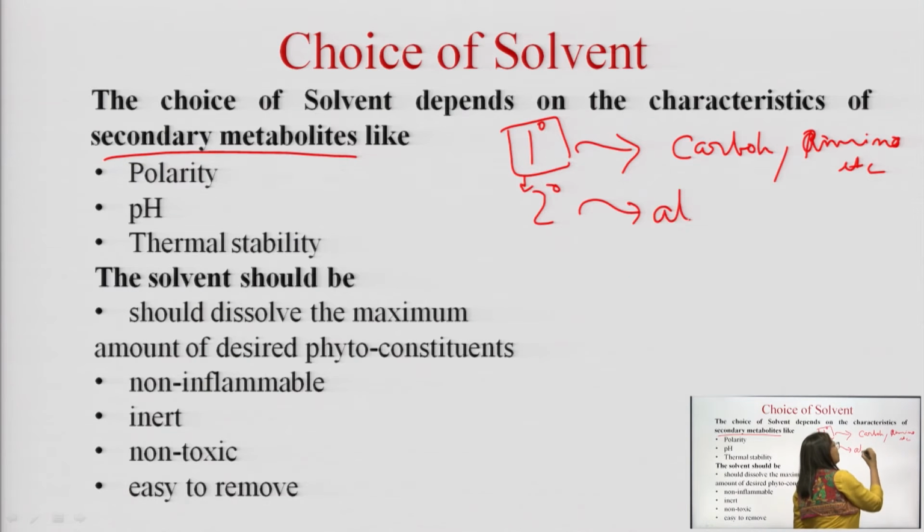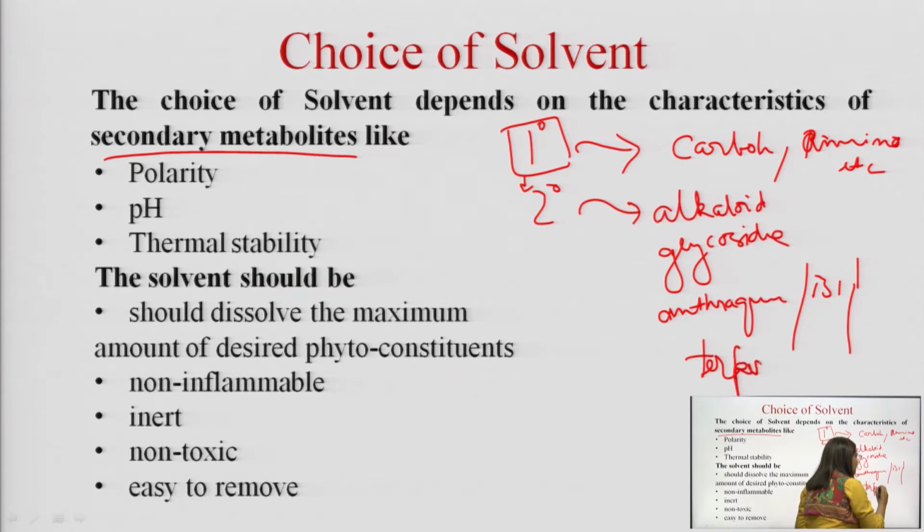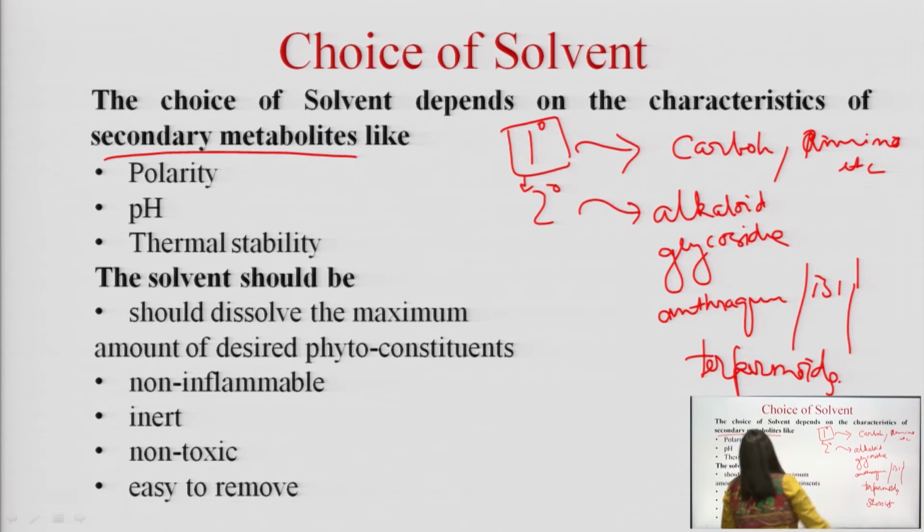Some examples could be enlisted as alkaloids, glycosides, anthraquinones with the anthraquinone glycosides, isothiocyanates, thiocyanates, terpenoids, steroids, etc. So, these are the various phytoconstituents or secondary metabolites that are isolated from plant materials.